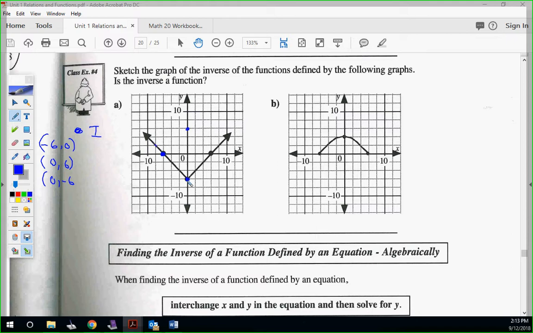So I'm going to do this one. So let's do (-8, 2). (-8, 2). So that's going to be (2, -8). (2, -8). Okay. So now you can start to see how it's taking form here. So that's a point, that's a point, that's a point. Okay. So it's going like this.